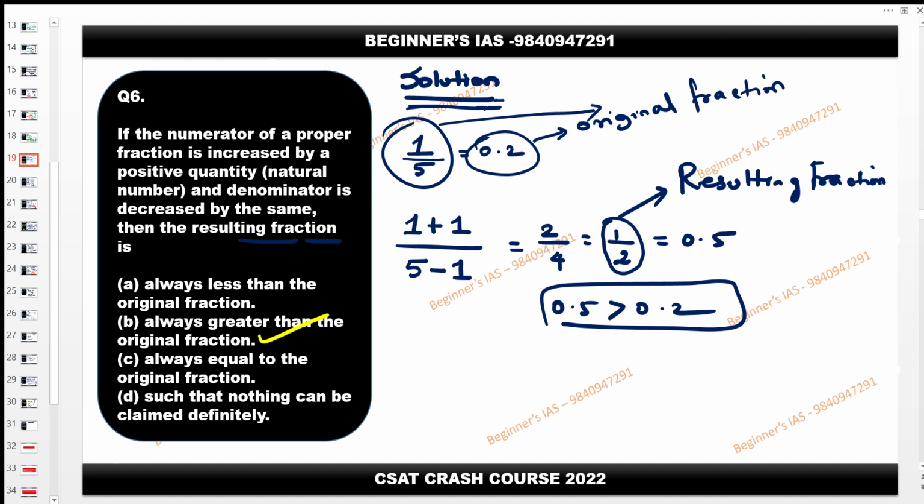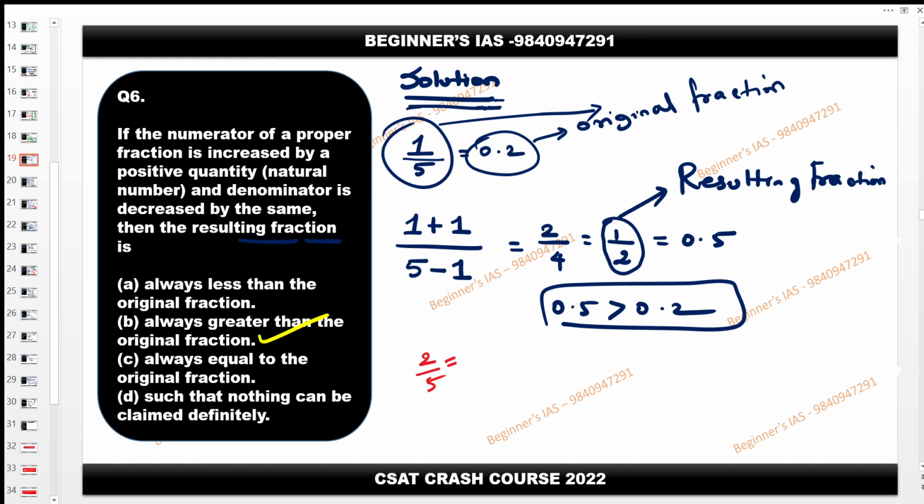If the numerator of a proper fraction is increased by a positive quantity, that is a natural number, and the denominator is decreased by the same, then the resulting fraction is, listen very carefully now. Let me take any original fraction, not only 1 by 5, you can take anything. Even you can take 2 by 5 also.